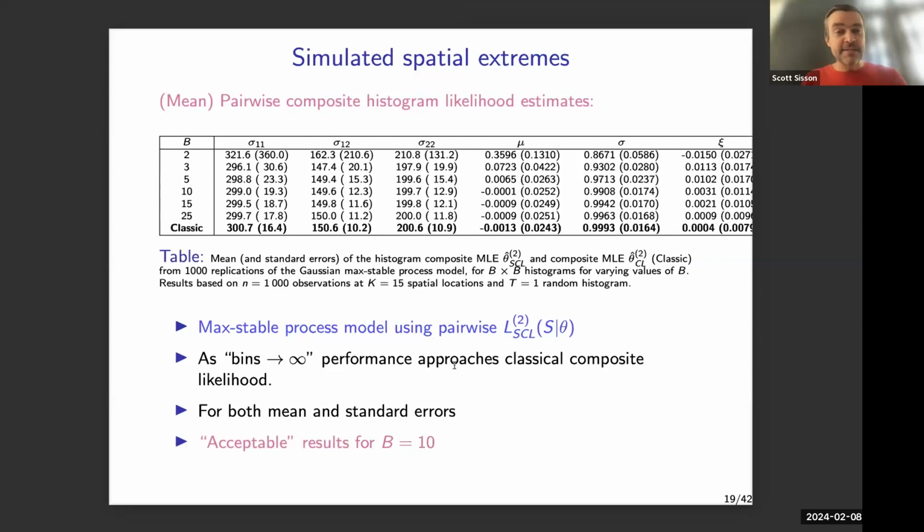And proof by simulation, we can see this kind of work. In a controlled simulation study, we've got 6 parameters in our model, at the top here. The first 3 are spatial parameters, the covariance matrix. And the other 3 are the GEV parameters that we saw before.